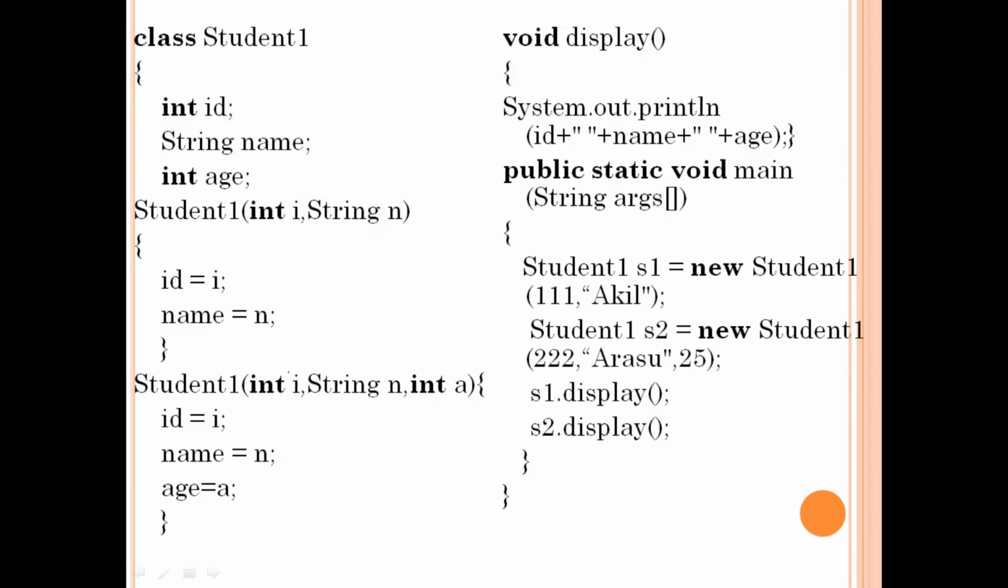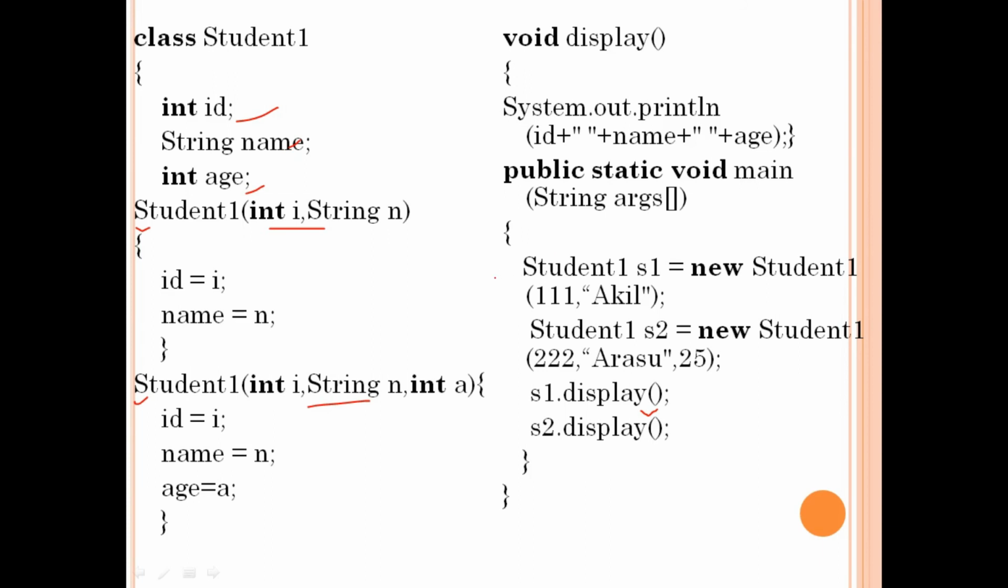Say, for example, here we have a program. In this program we have two constructors, Student 1 and Student 1. The most noted difference is the number of parameters. Here I have two integers, or two data, that will accept our values. In this constructor I have three data: int i, string n, int a. The purpose of this program is to display the details of the students, right? The data are id, name and age. This is the basic data member of my class.